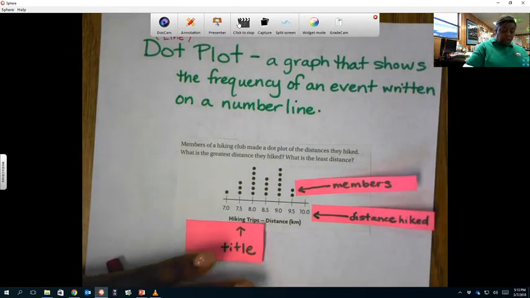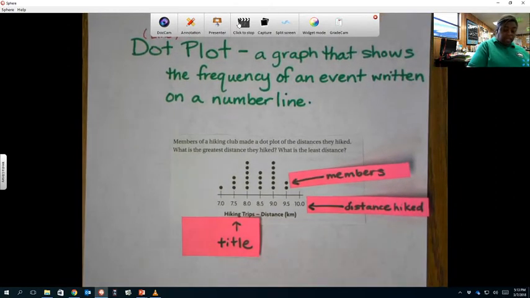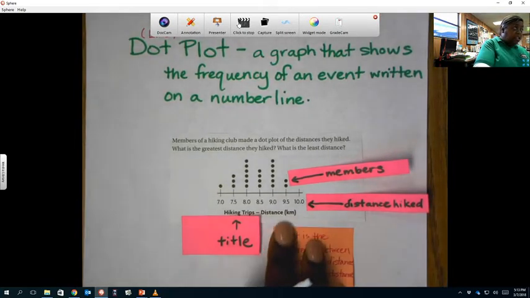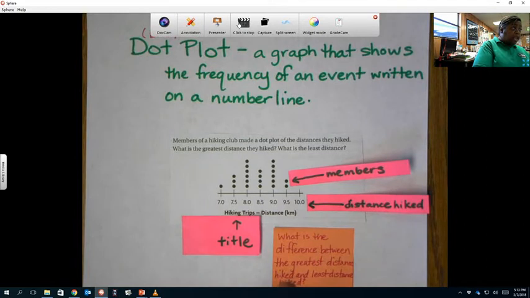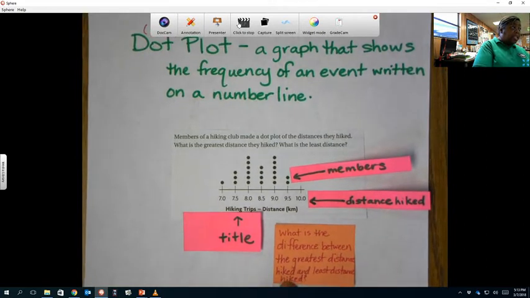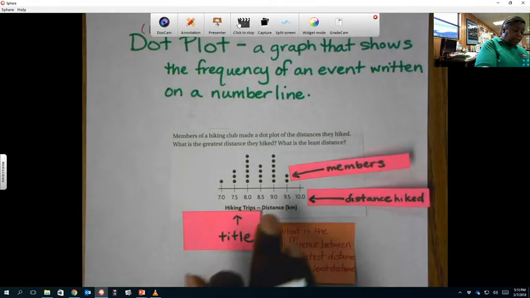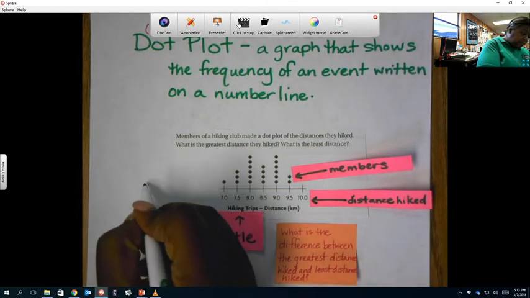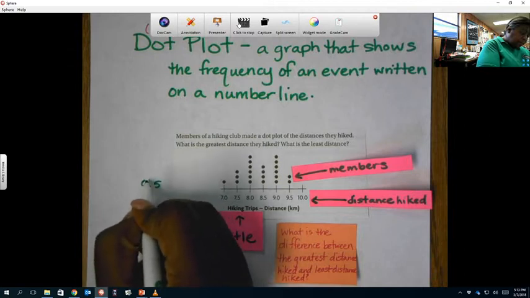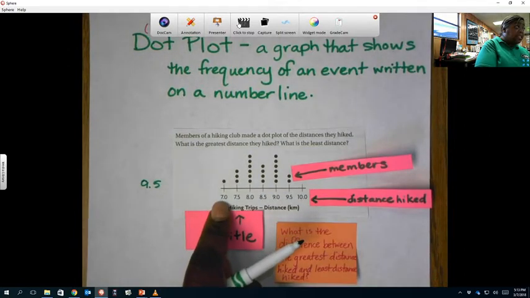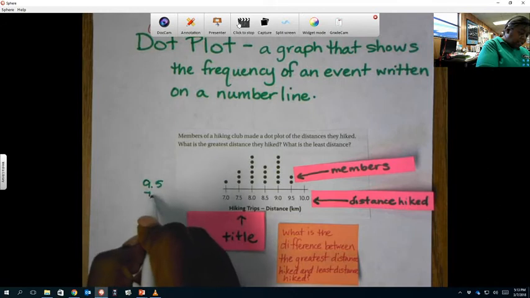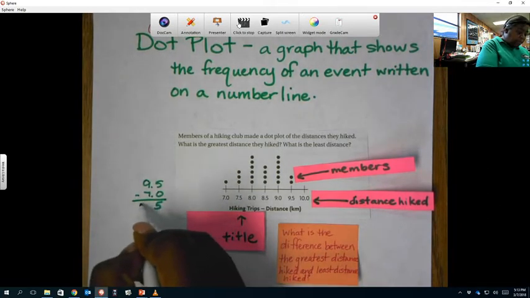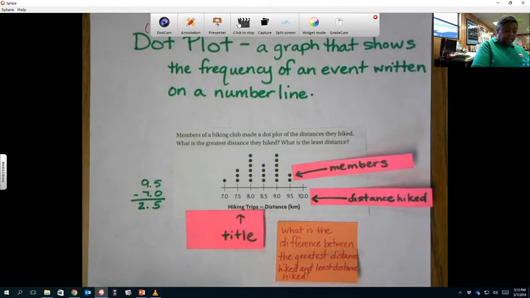Now, those aren't the only questions that we can answer by using a dot plot. We can answer, what is the difference between the greatest distance hiked and the least distance hiked? Well, the greatest distance hiked is 9 and 5/10, and the least distance hiked is 7 and 0/10. And if I want to find the difference, I would subtract and get 2 and 5/10.